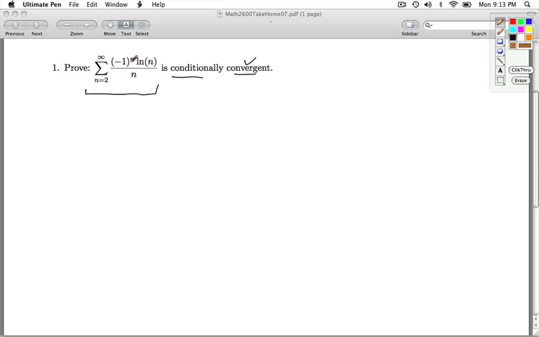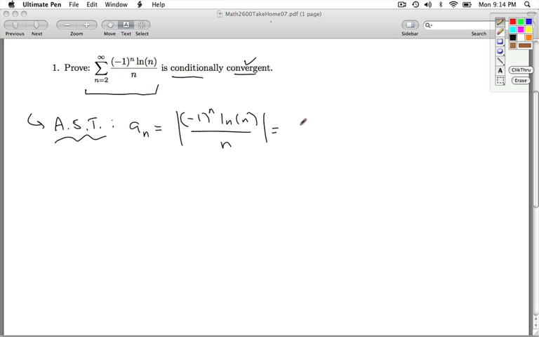As we substitute in values for n, the negative 1 to the n is going to alternate between positive and negative 1. So this looks like a prime candidate for the alternating series test. For the alternating series test, we look at the absolute value of the given terms. We call those things a sub n. So a sub n is going to be the absolute value of negative 1 to the n, natural log of n over n. Since my n is bigger than or equal to 2, the only thing that's going to be negative in this is that negative 1 to the n power. So this simplifies to natural log n over n.